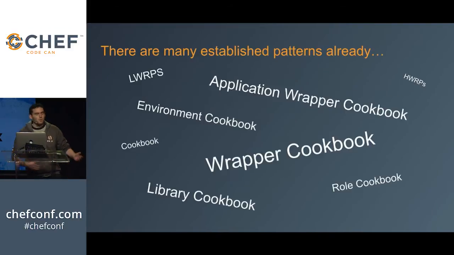So many of you are probably familiar with one or more of these terms: wrapper cookbook, LWRPs, environment cookbooks. These are all different patterns for creating cookbooks that have arisen over the past year or so. And the reason I'm talking about them today is that they are confusing for a lot of new users. And I say that because my job is working with newer users in the fundamentals training course. And they hear about these things, but they don't understand them.